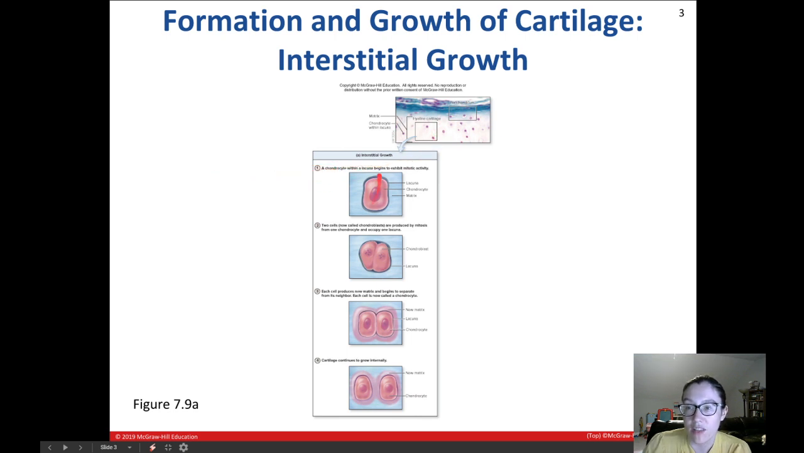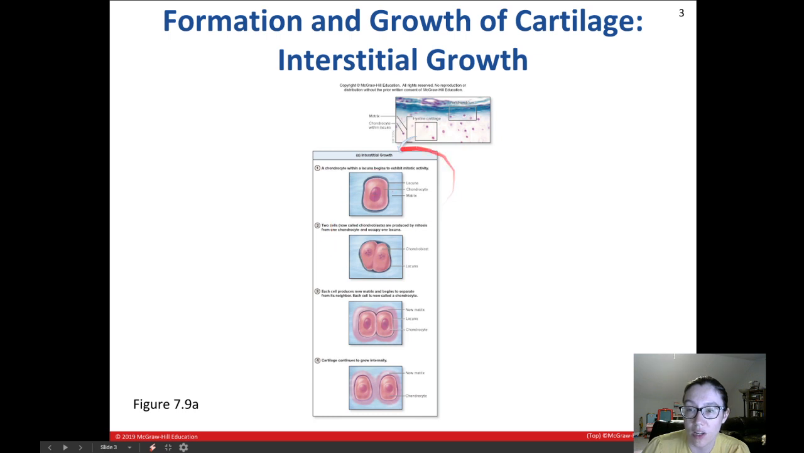So first we have this cartilage cell. It is a chondrocyte, right? Remember, chondrocyte is the word for cartilage cell, and it lives within its little space called a lacuna. And it's going to be stimulated to undergo mitosis again. So we have this chondrocyte, a mature chondrocyte in its lacuna, but now it's been stimulated to undergo mitosis again.